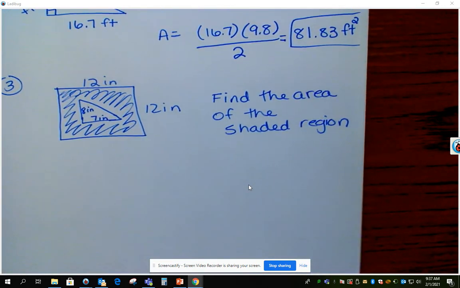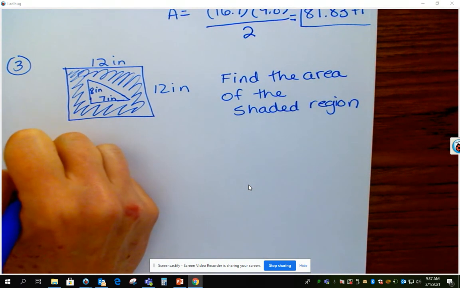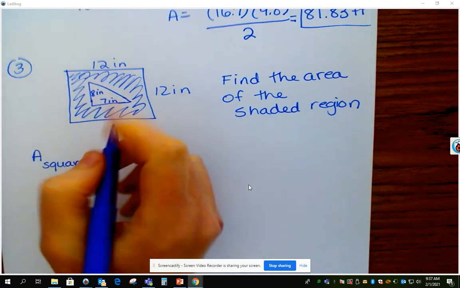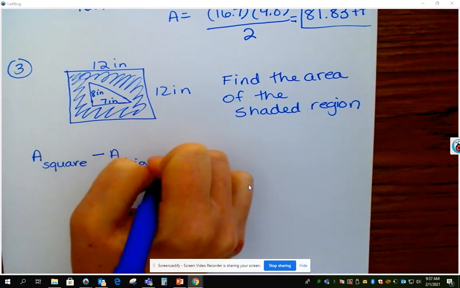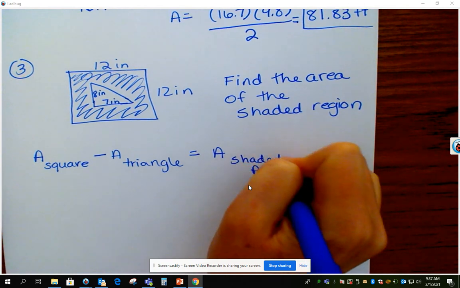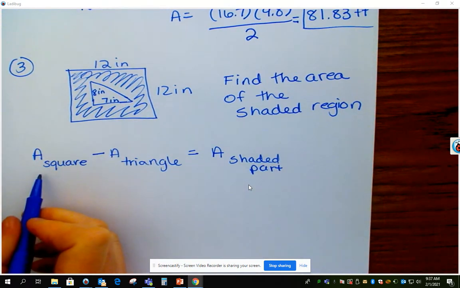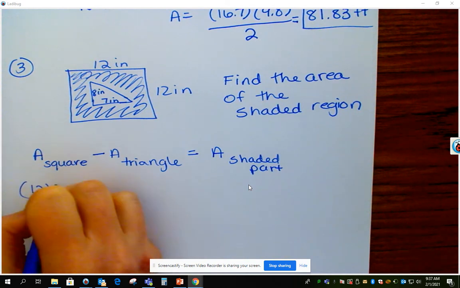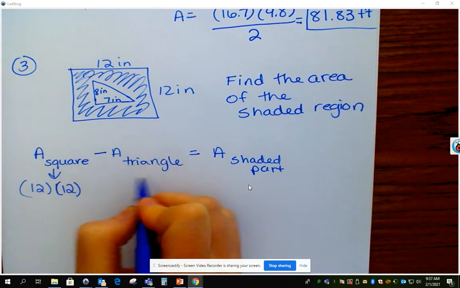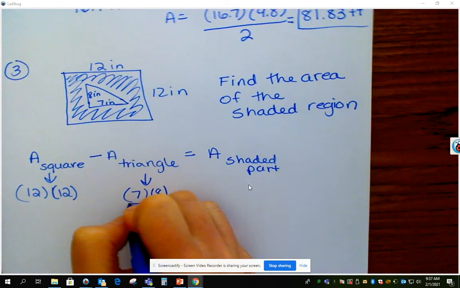All right, hopefully you took a good stab at that. Let's try it out. So to find the area of this shaded region, I'm going to find the area of the square, this big outer part, and I'm going to subtract the area of the triangle. And when I do that, I'll be left with the area of the shaded part. That makes sense? I'm finding the total area, I'm taking out this little bit, and what's left will be the shaded part. So for the square, I'm going to do 12 times 12, because that's length times width, right? For the triangle, I'm doing base times height, or 7 times 8, divided by 2.